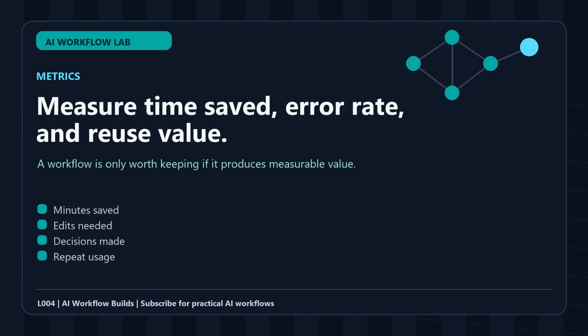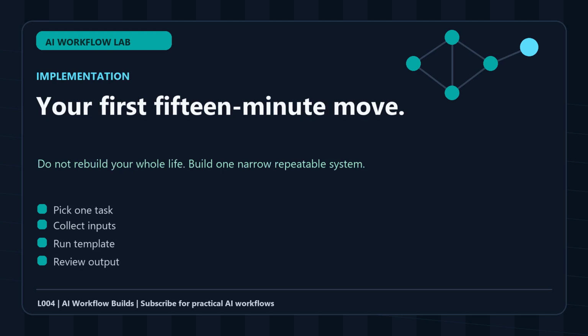Here is your first 15-minute move. Pick one recurring task related to AI Research Assistant no code. Do not pick the biggest task in your life. Pick something that happens often enough to matter and small enough to test today. Collect 3 real examples of that task. Then write the job description, the scoring rule, and the output template.